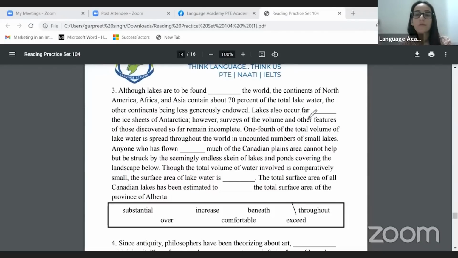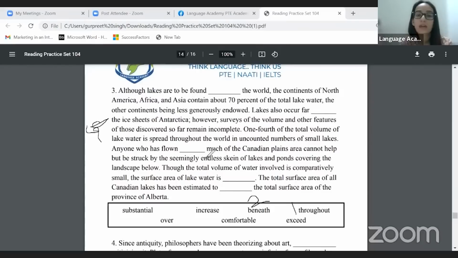Lakes also occur far dash the ice sheets of Antarctica. Now, ice sheet is at the top and water is below the sheet. So it should be lakes occur far below. And we don't have below, but we do have beneath. Beneath also means under the sheet. So it was based on kind of general knowledge. One quarter of the total volume of lake water is spread throughout the world in uncounted numbers of small lakes.